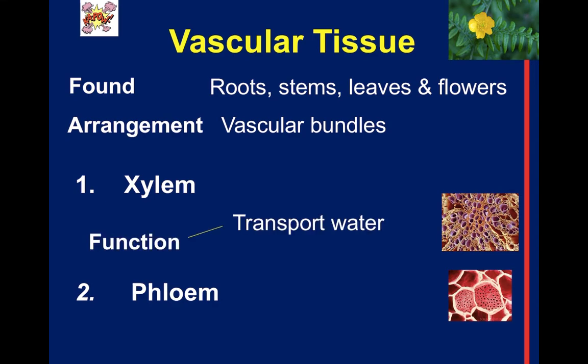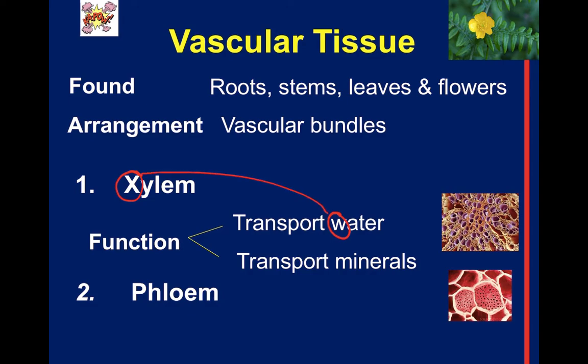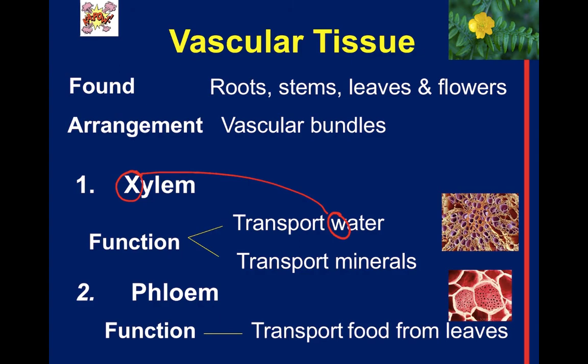So xylem's job is to transport water and minerals, and in my head X and W are very close to each other in the alphabet, so these go together. And phloem is responsible for transport of food, and here the pH kind of sounds like it could be an F, so that's the link that I make for xylem and for phloem.